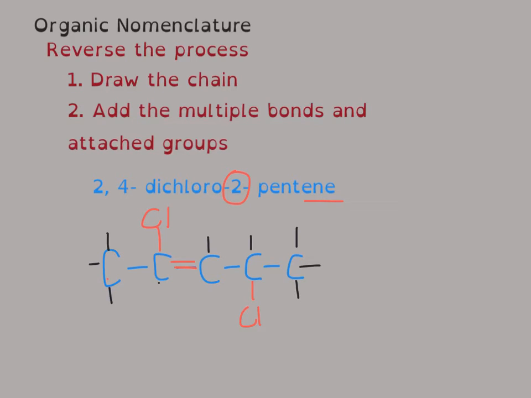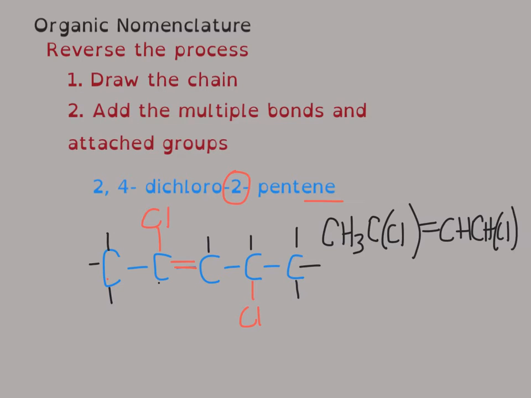So when you condense this, we would have CH3, CCl, and some people would put this in parentheses. Here, let me rewrite that because it looks a little messy. Some people would write that in parentheses, Cl. Then they'd show the double bond. Then CH, C. We're going to go CH with another Cl in parentheses, and I've run out of room. There should be a CH3 on the end.